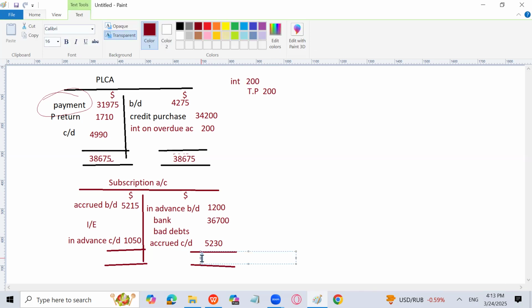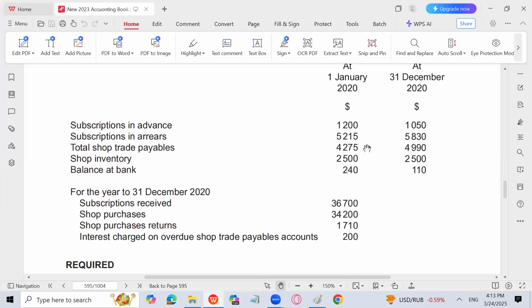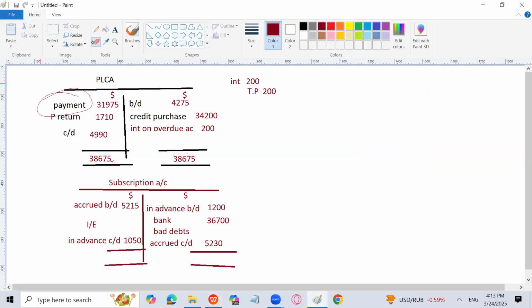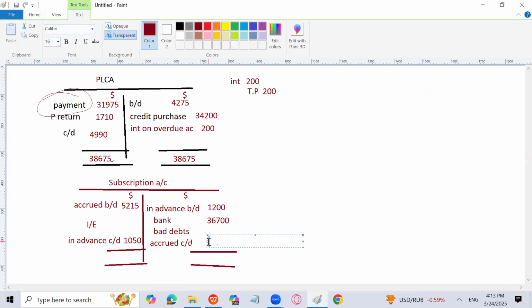So, why are you quiet? Tell me the total of the credit side. That is, accrued is 5830, not 5230. Okay, let me see. 5215, 5830. Okay, thank you. So 5215 and 5830. टोटल बताइएगा फातिमा, क्या टोटल आ रहा है क्रेडिट साइड का?